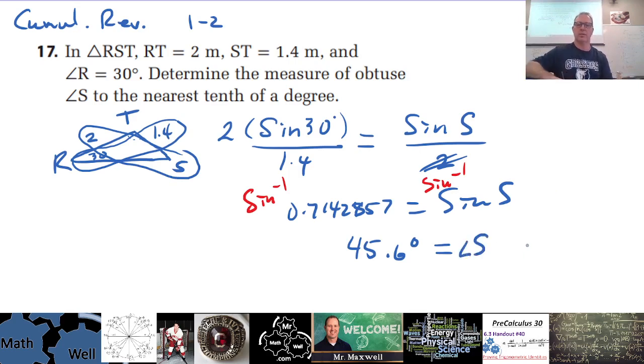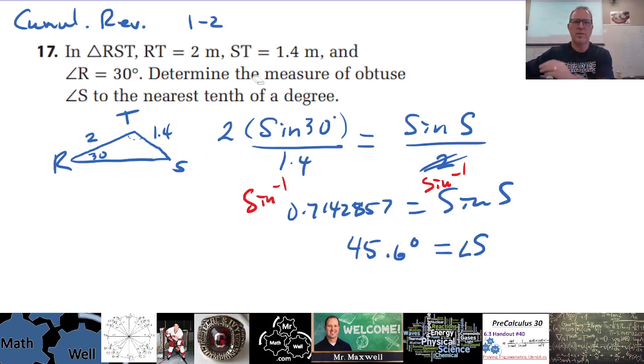Angle S is 45.6. Does that look right? Oh, yeah, right. Sorry, we're not done. This is the obtuse angle. Wait a minute. Determine the obtuse angle S. Obtuse? Oh, okay. I thought T was obtuse. Darn it. Okay, that's fine. So S, I drew this incorrectly, thinking that it was T we're talking about here that is obtuse.